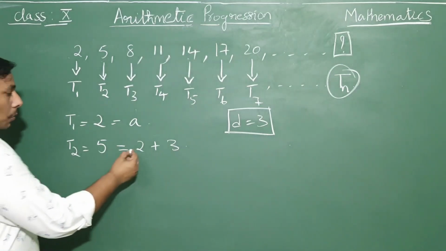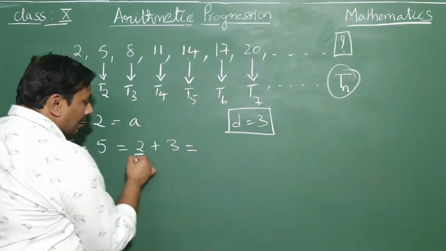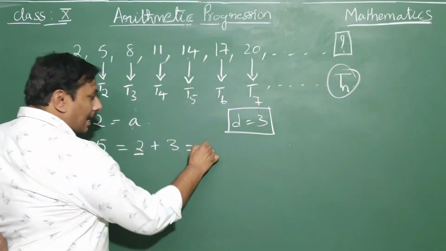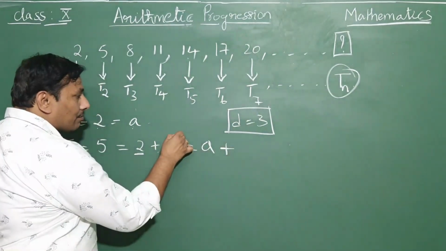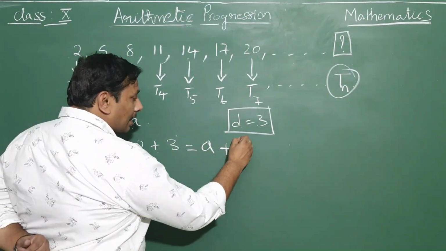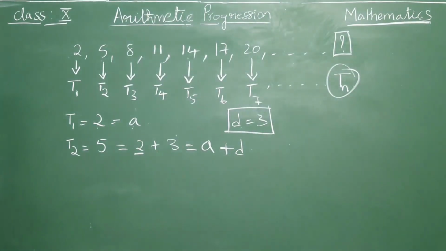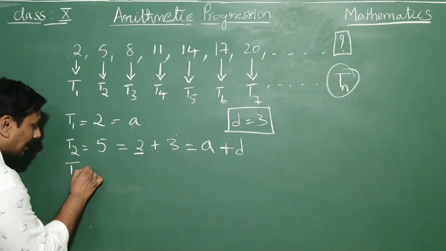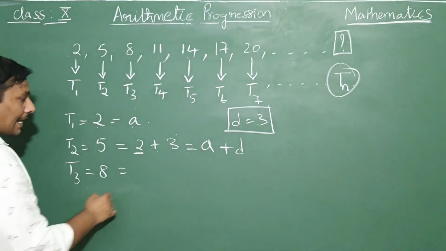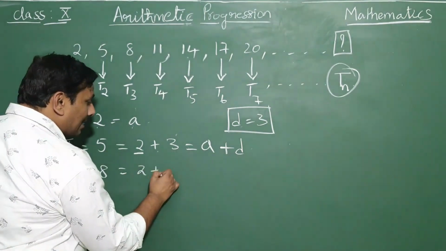Now, what is this 2? I am taking it as A, and this 3 I'll take as D. Next, what is the third term? It's 8, and I can write this 8 as 2 plus 6.